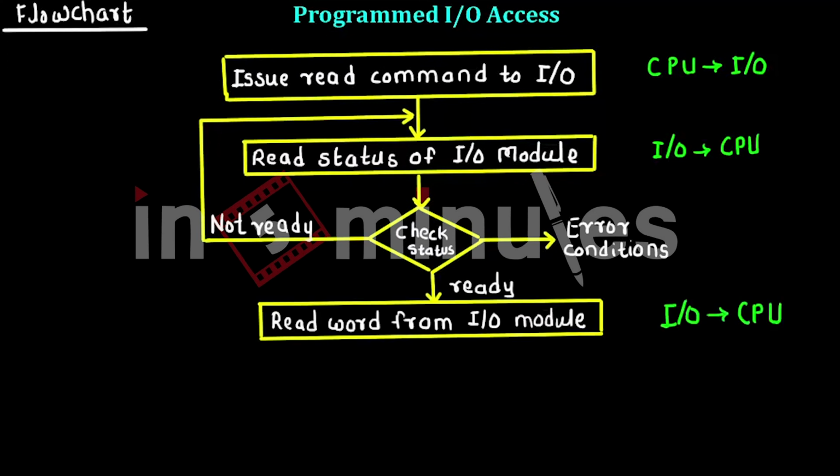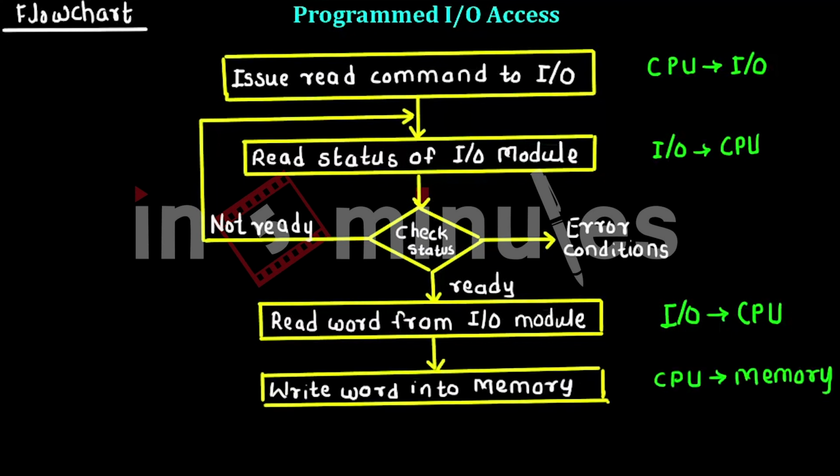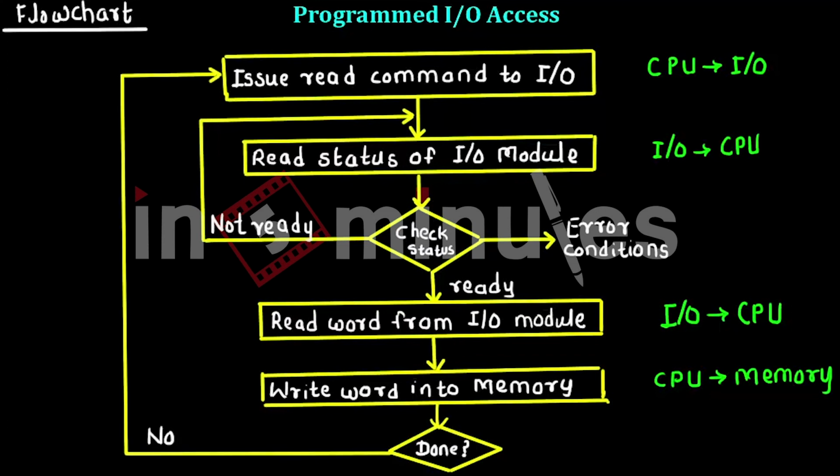Finally, when the status of the I/O module is ready, we are going to read the word from the input-output module, or we are going to perform the required operation in the I/O module. Finally, writing the word into the memory. So the data flow is from the CPU to memory now. We are going to check whether all the operations that were issued by the I/O instruction are done or not. If not, then we are going to go to step 1 again.